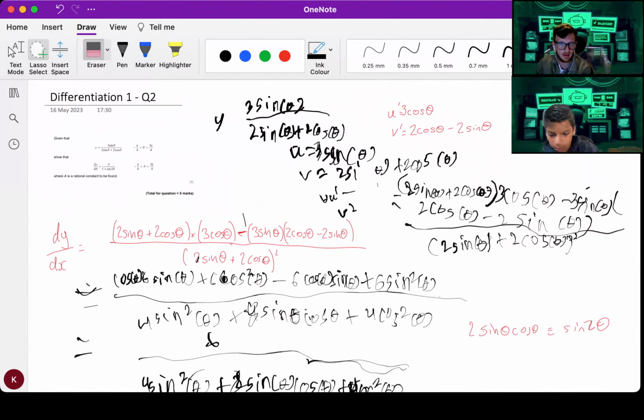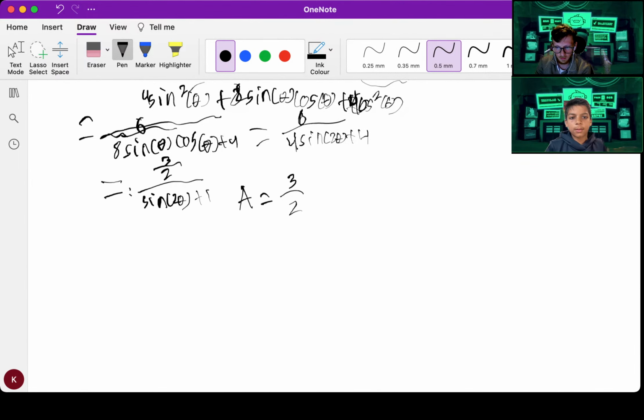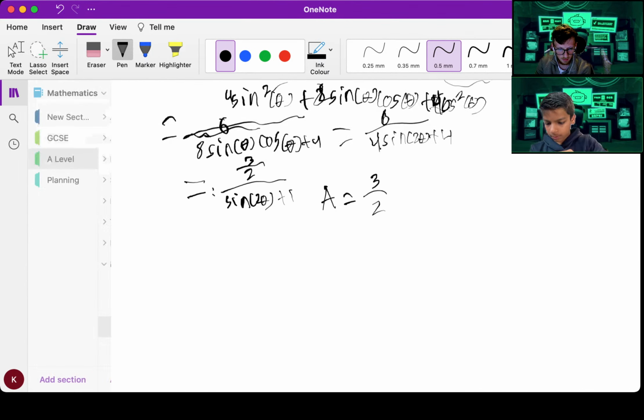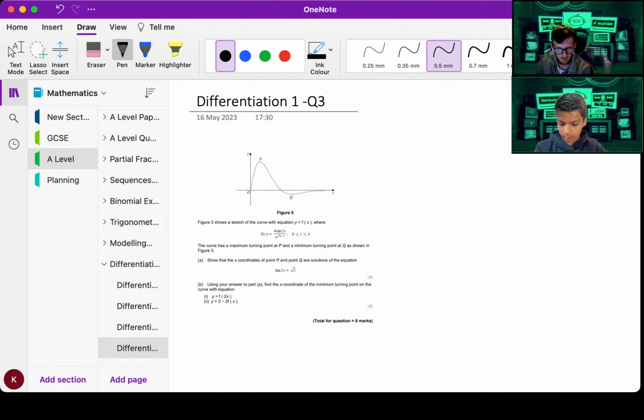Fantastic. So A is 3 over 2. Good stuff. We have solved the problem again. So now for question 3.